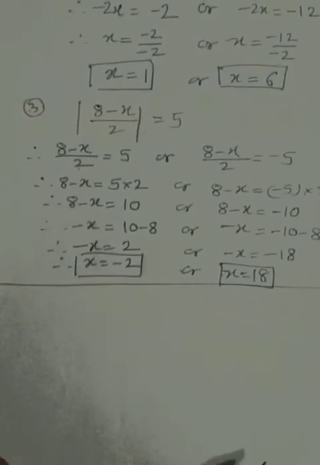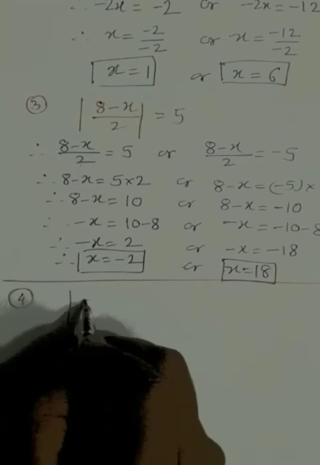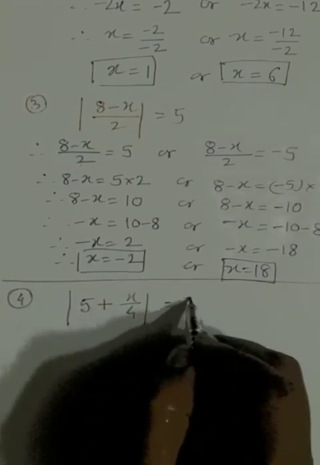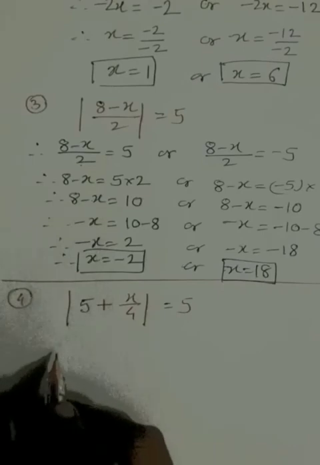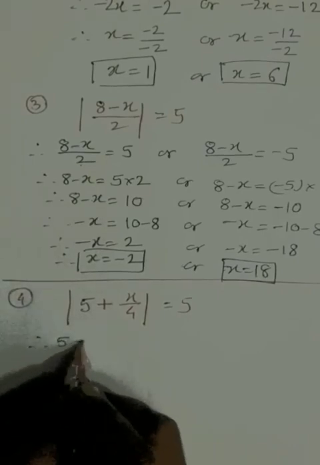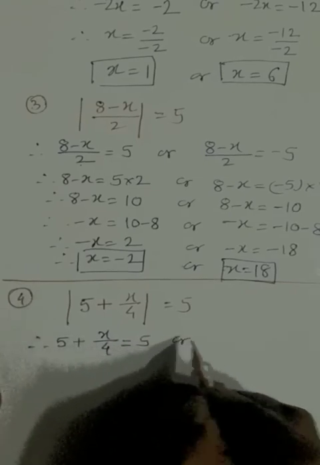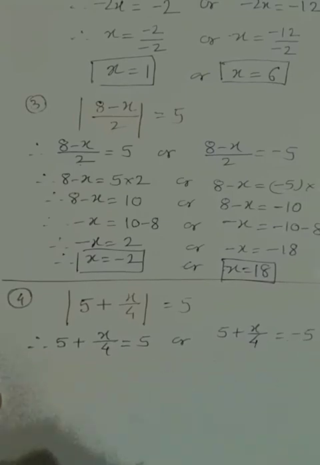the last example from the same question number. Fourth example, modulus of 5 plus x upon 4 is equal to 5. Again, for the expression in the modulus sign, 5 plus x upon 4, there are two values possible, plus 5 and minus 5. Therefore here we write 5 plus x upon 4 is equal to plus 5, or 5 plus x upon 4 is equal to minus 5.